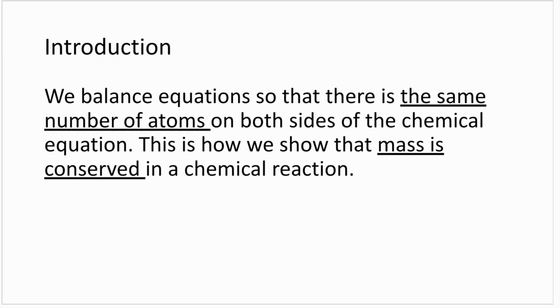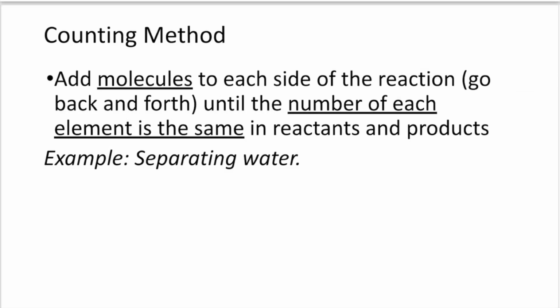So to represent that phenomenon that mass is conserved even during a chemical change, we always need to have the same number of atoms of each element on both sides of our chemical equation. So that is the purpose of balancing chemical equations. It's how we show that we are in line with conservation of mass. So there's two main methods for balancing equations, and we're going to go over examples of each of them.